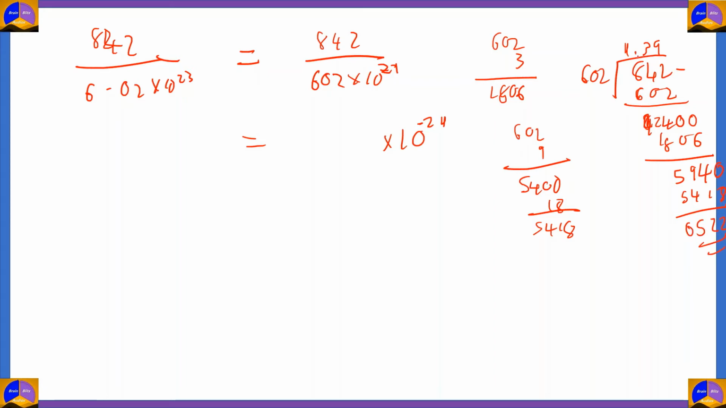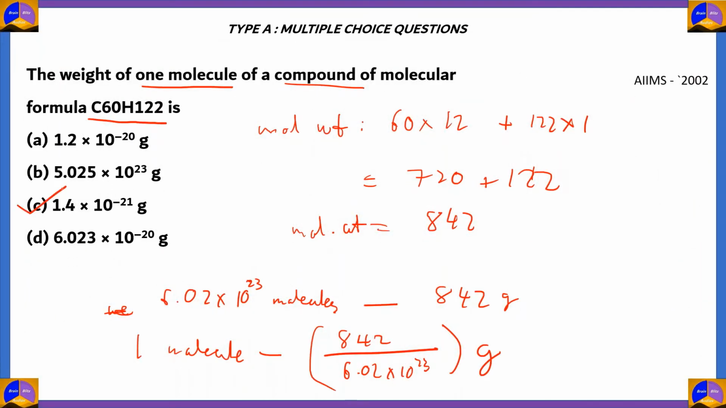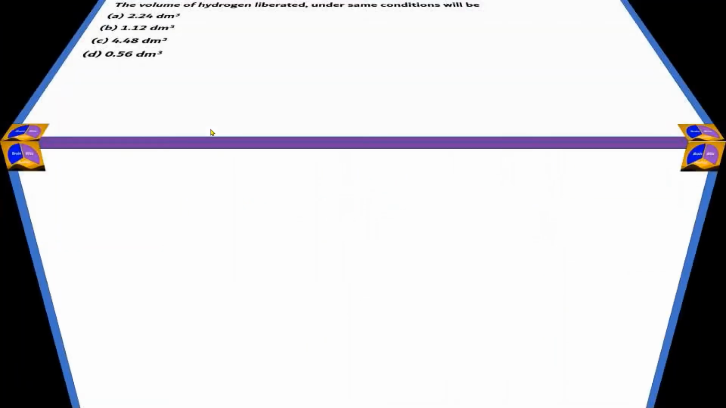So we have a quotient 1.39 and 522 as the remainder. So let's write the quotient here, 1.39 into 10 raised to minus 21. But we can reduce this because 9 is greater than 5. We can write this as 1.4 into 10 raised to minus 21. And that is equal to option C. So option C, 1.4 into 10 raised to minus 21 is the weight of one molecule of a compound having the formula C60H122.